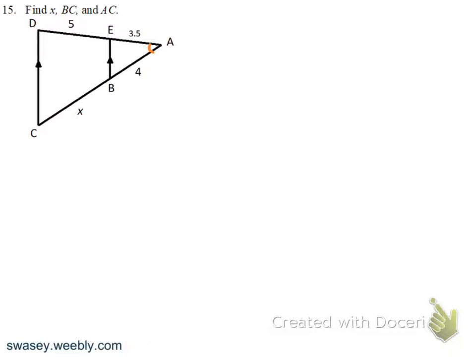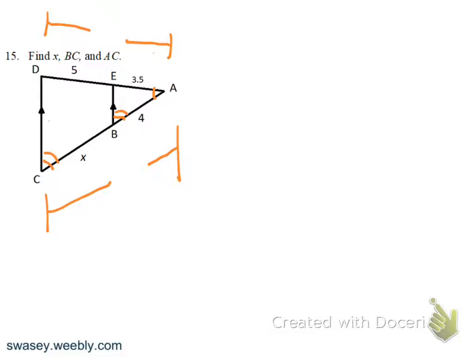All right, we've got angle A congruent to itself, then we have these two angles are corresponding, because they're parallel lines cut by a transversal, so corresponding angles are congruent, and so we have similar triangles.